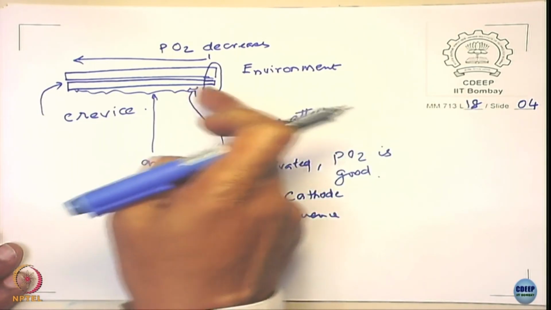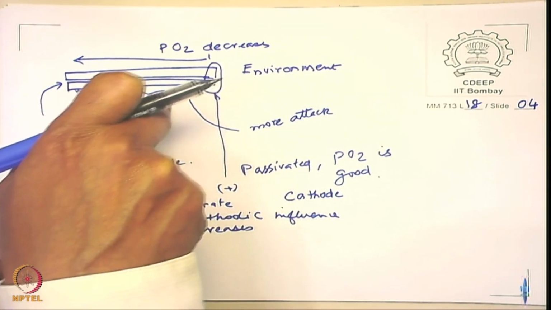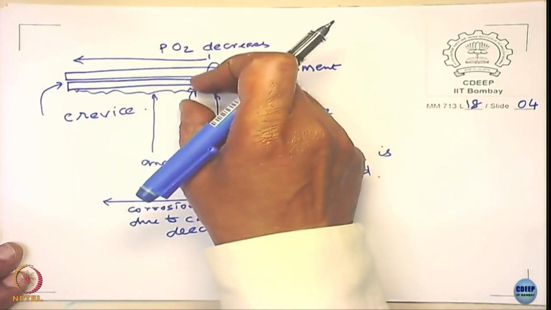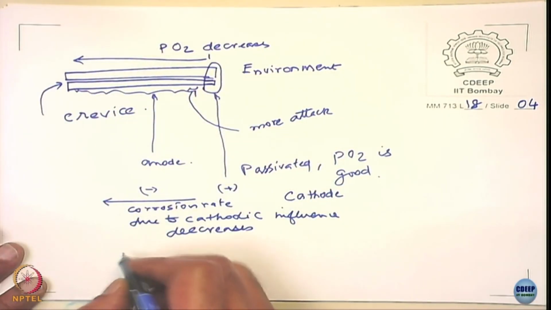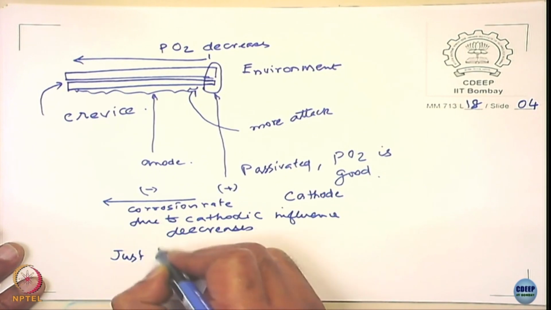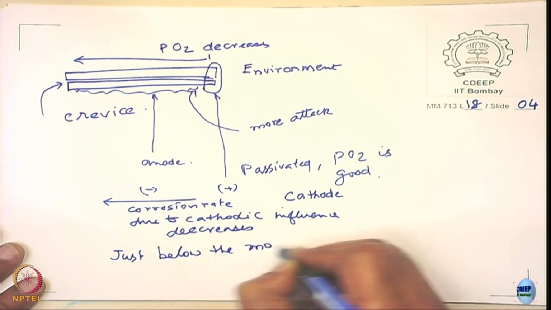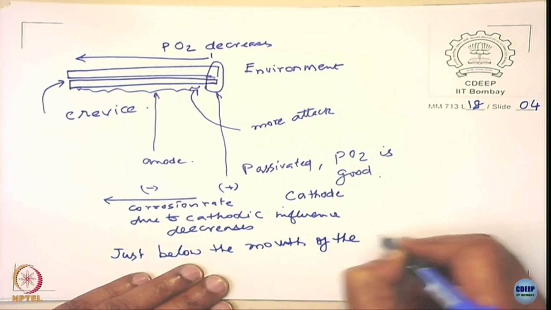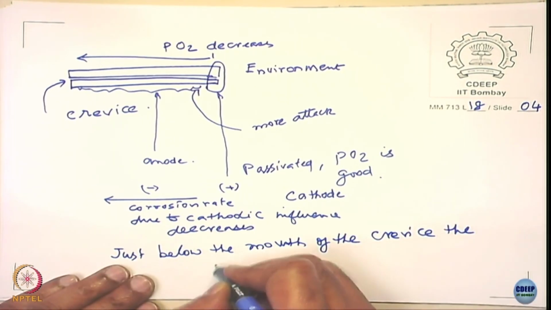because as you move away from this, the effect of the cathode on the anode decreases. So it is like a galvanic cell, right, galvanic corrosion. So you will have more just below the mouth of the crevice. So this leads to crevice corrosion just below the mouth of the crevice, okay, the corrosion is more.